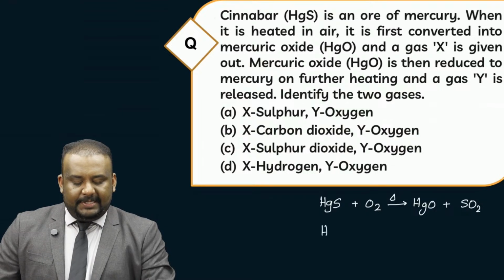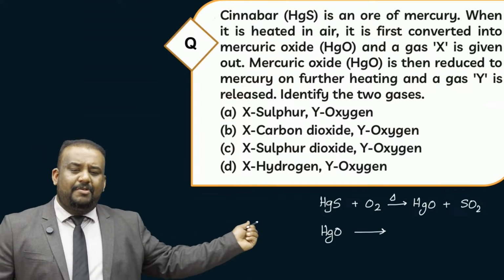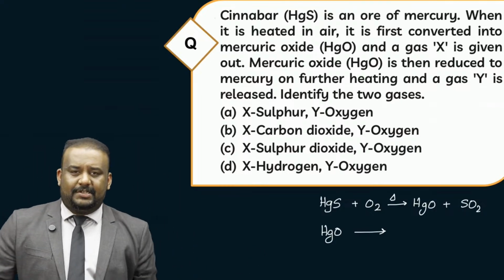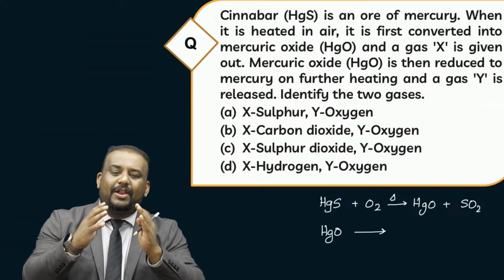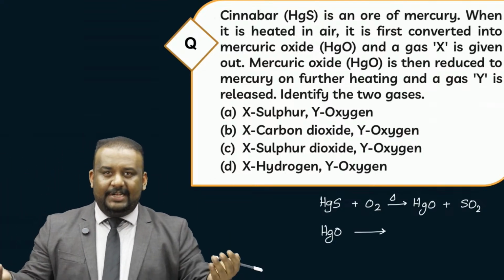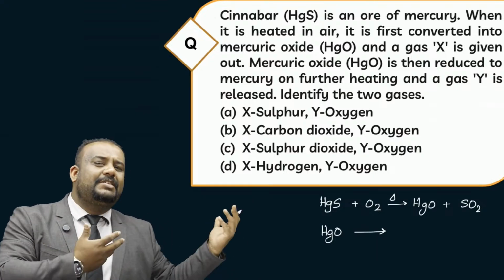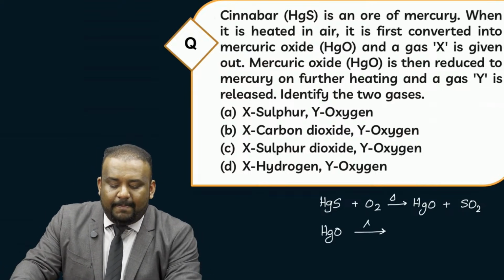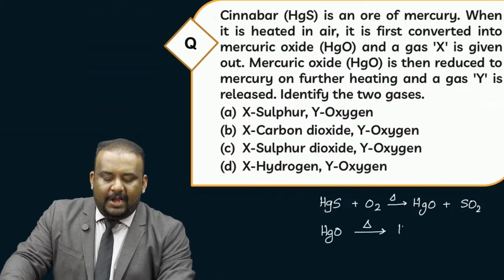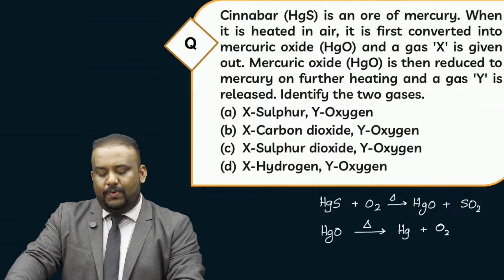And the next step is, after you get the metal oxide, for low reactive metals, you don't need a reducing agent. Why you don't need a reducing agent? Because already they are low reactive metals. So if their oxides are formed, those oxides are not going to be stable, because these elements will not have much affinity for oxygen. So simply by prolonging the heating, they will undergo self-reduction to form Hg plus O2.